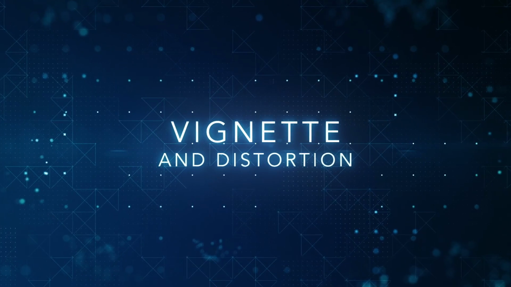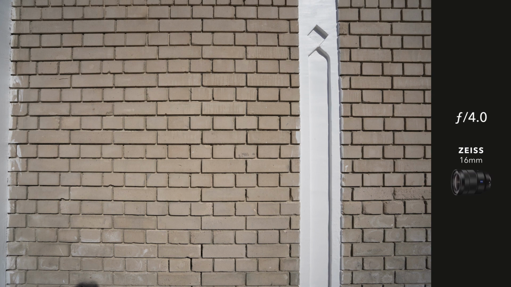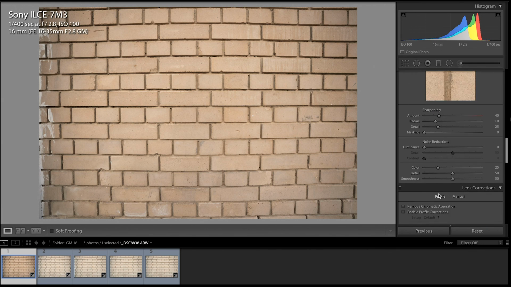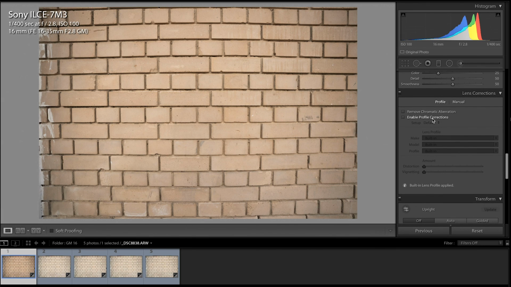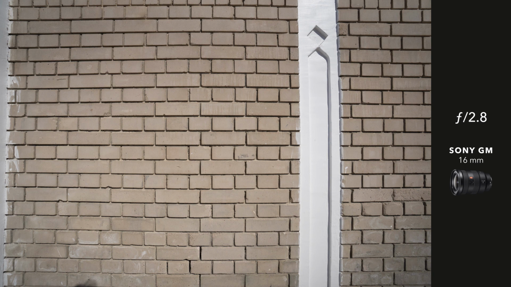Vignette and distortion. Let's first discuss distortion. All three lenses suffer from distortion. This is a straight brick wall, and all three lenses failed in keeping it straight. Anyhow, this is manageable when doing still photography, since you can get rid of both vignetting and distortion in Adobe Lightroom or any other editing software. All three lenses, on the other hand, have vignetting at the widest aperture and it almost disappears when stepping up one stop.